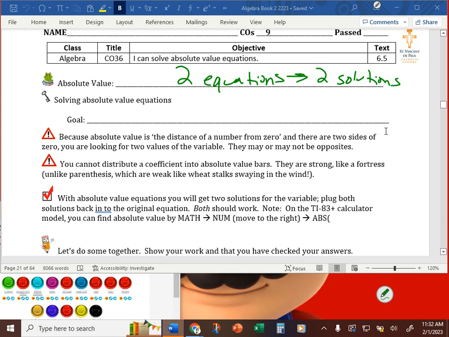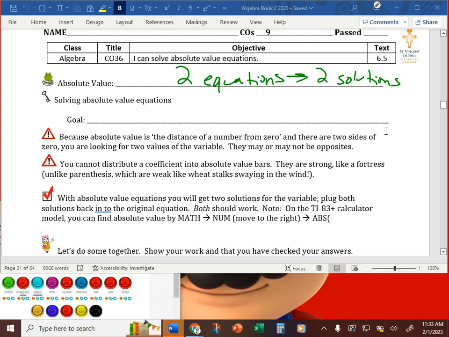Why are we looking for two values for the variable? Why are we looking for two solutions when solving an absolute value equation? Who remembers why? Chase: Because it could be a negative or a positive. That's part of it. Usually it is going to be a negative or a positive. Not always, though. It depends on what else is going on inside the bars. But what causes this whole two solution phenomenon? Paul: Maybe because we can plug both solutions back into the regular equation. Okay.